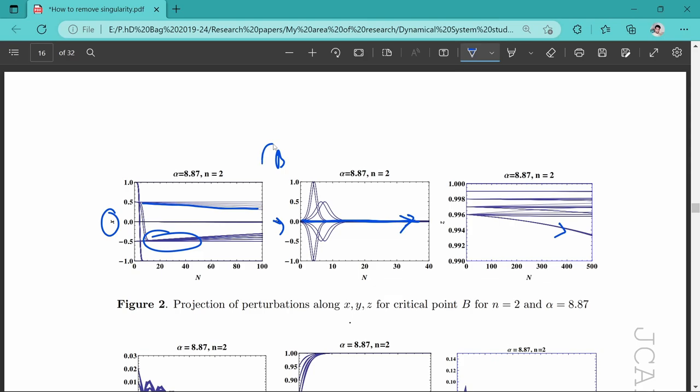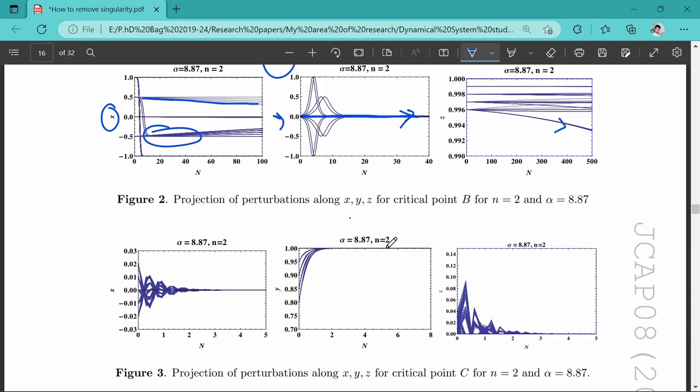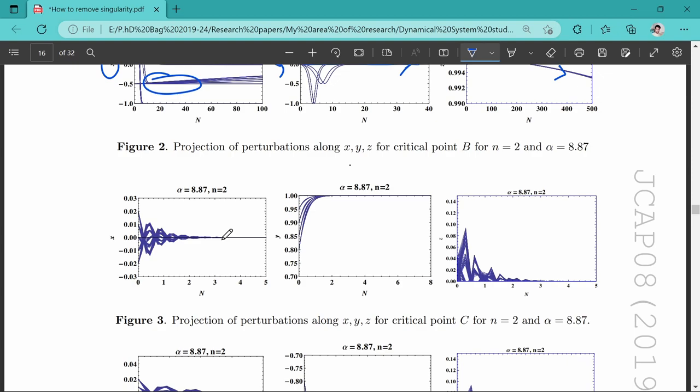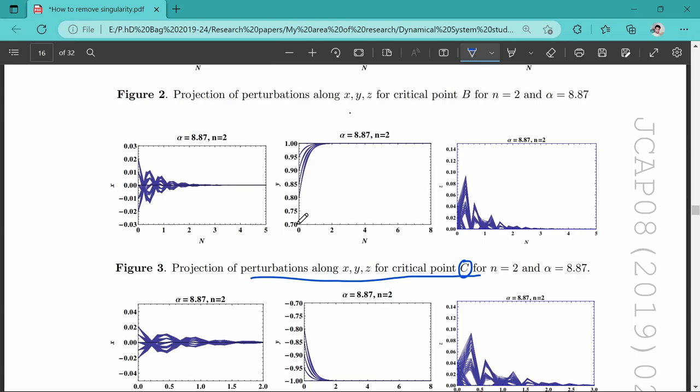Similarly, here they have given you the n equal to 2 part and 3 part. Now x is going to be 0, y is converging towards 1, and z is again going to be 0. It means this is the projection of x, y, z for critical point c. So you have to define some initial conditions near those points and track the evolution.